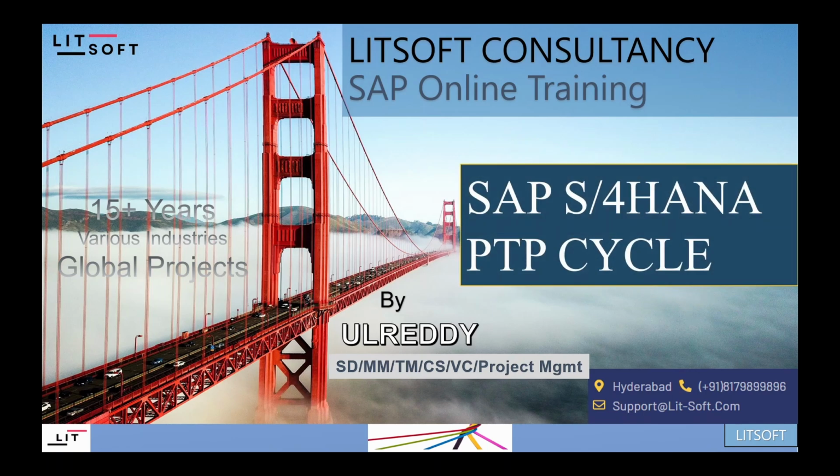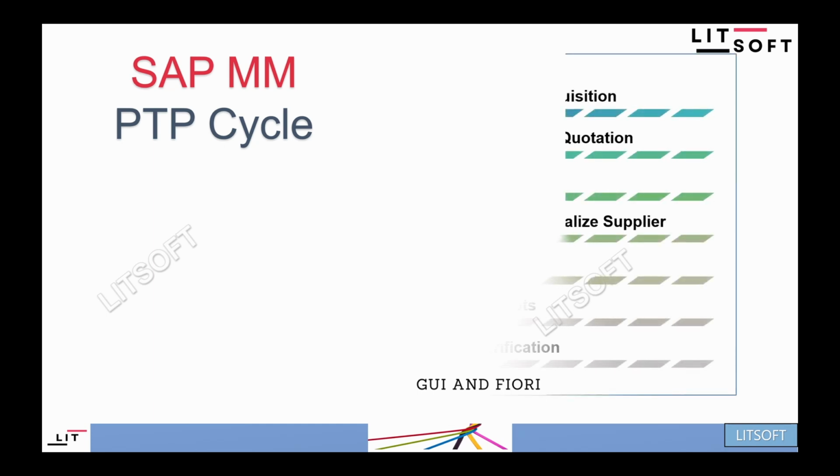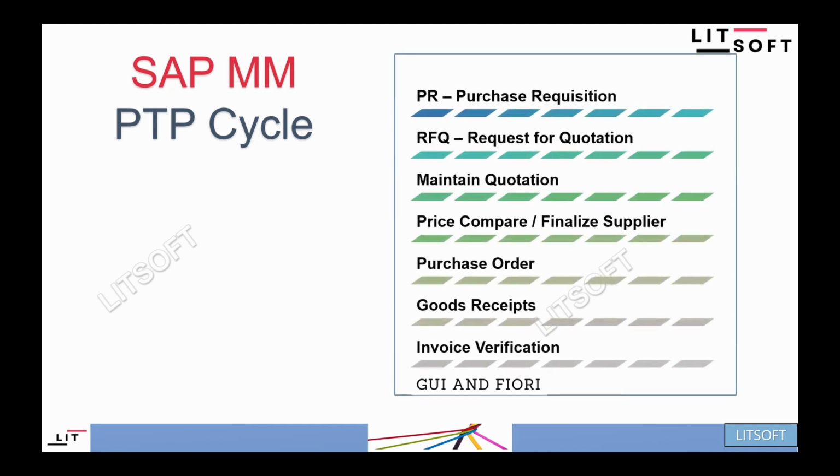Today we are going to discuss the SAP S/4HANA PTP cycle, Procure-to-Pay. These are the items: purchase requisitions, request for quotation, maintain quotation, price comparison, finalize supplier, purchase order, then goods receipt, invoice verification. We will discuss the GUI as well as the FIORI platforms.